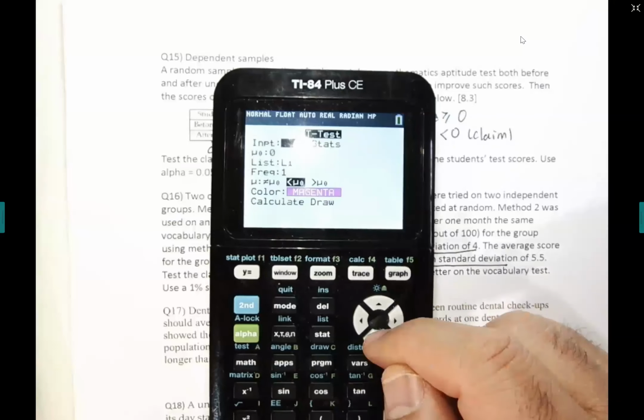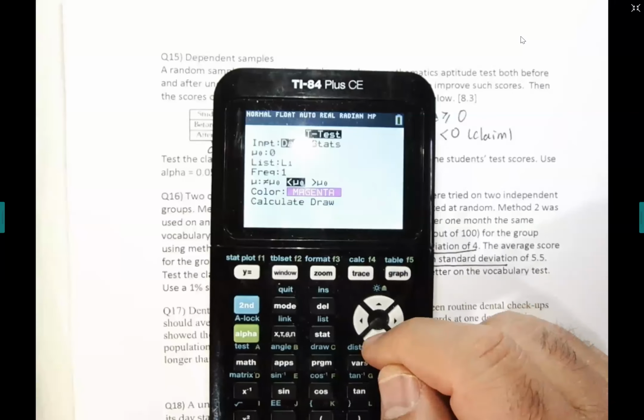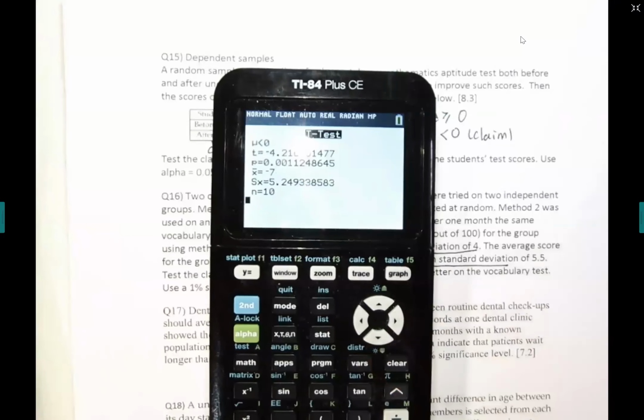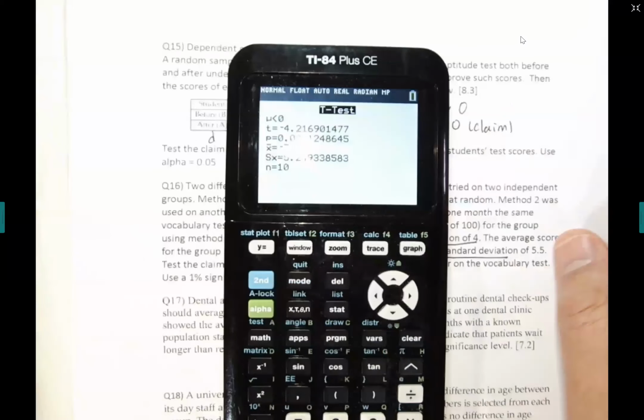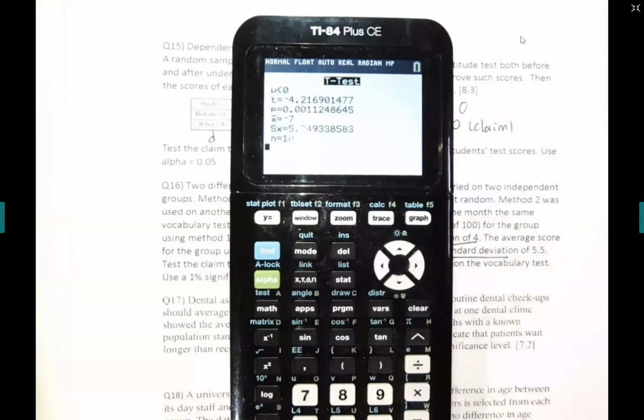Data, I have data now. We're testing against 0, that's good. I put the data in L1. Frequency is 1, and then test that it is less than 0. Calculate. And that's what I got. So let me write them down. I got negative 4.217 for t, and the p-value is so small, as you can see, guys, 0.0011.